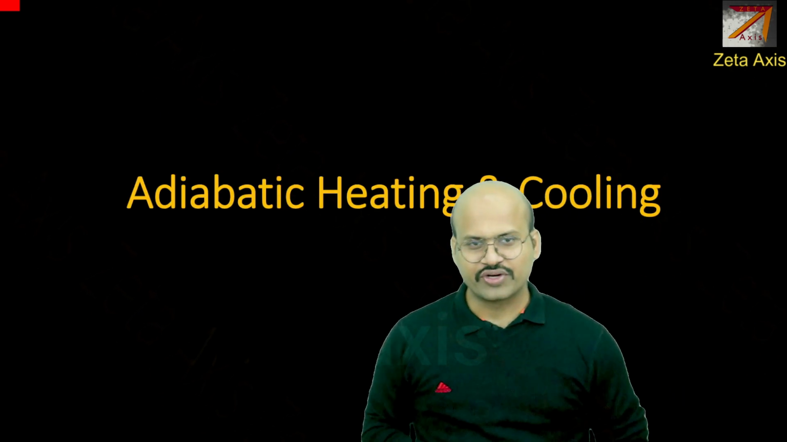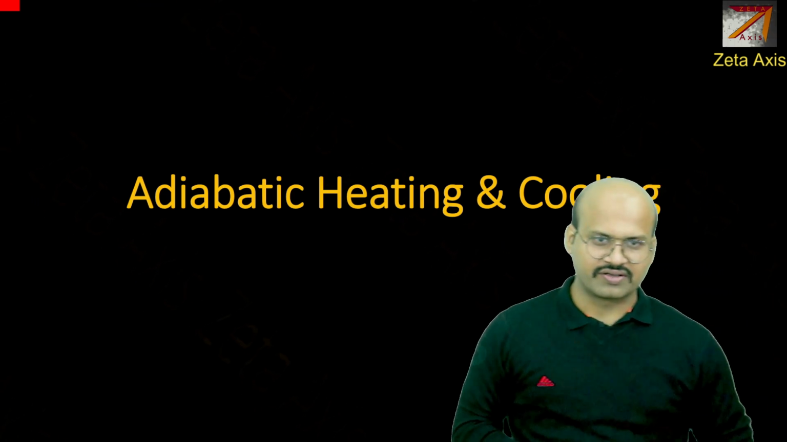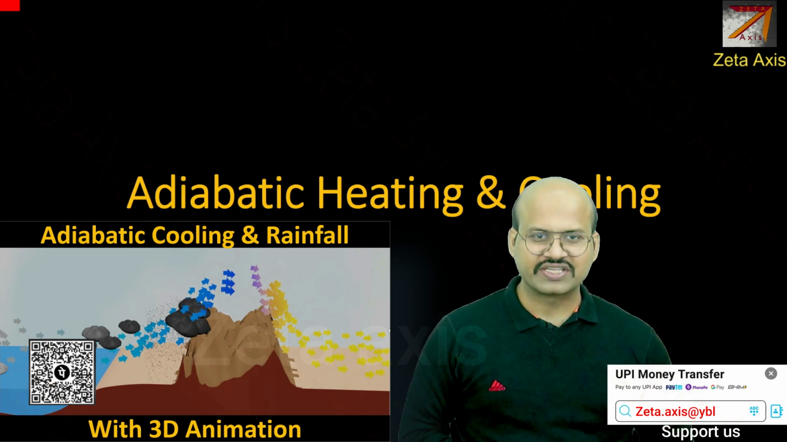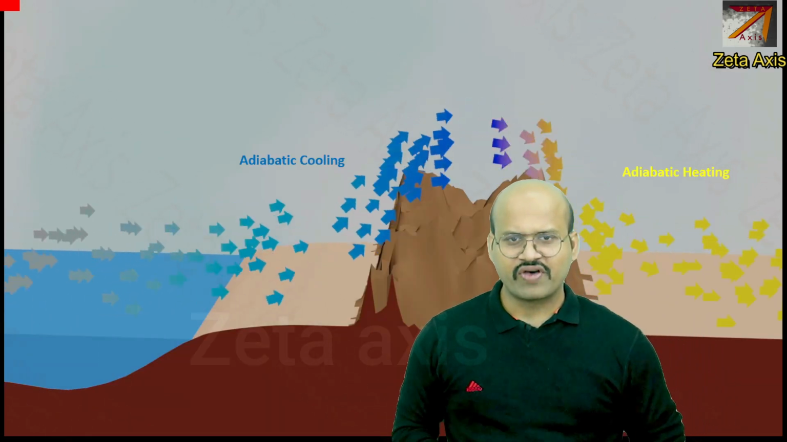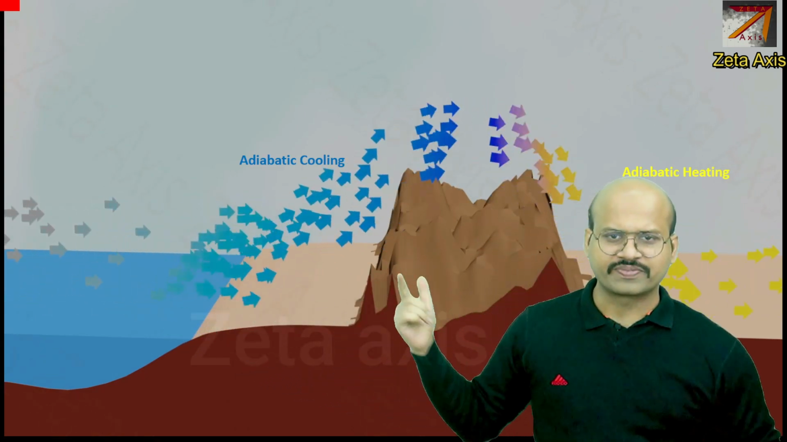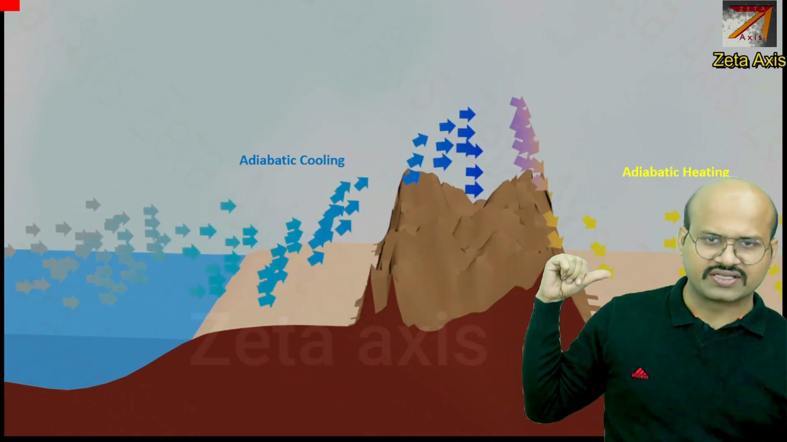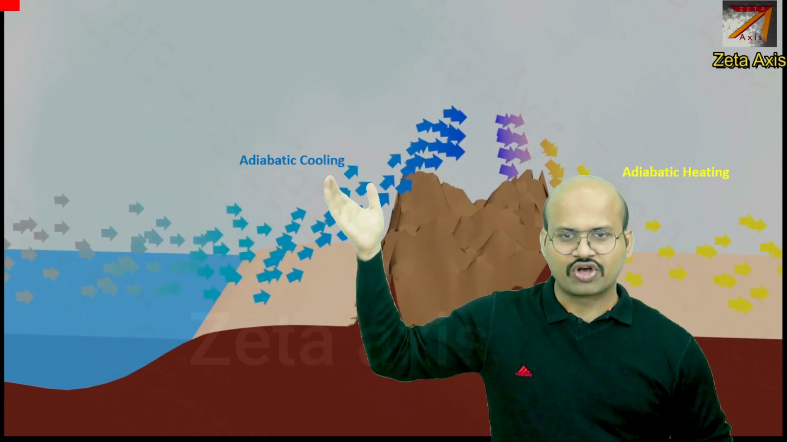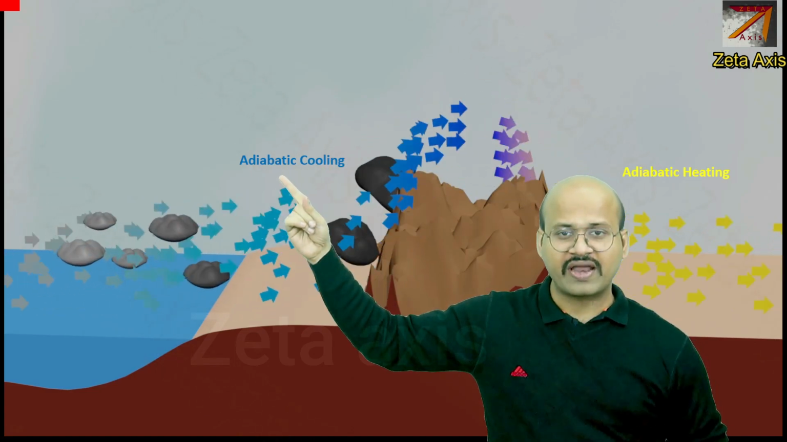Before going into that, let's try to understand what adiabatic heating and adiabatic cooling are. We have discussed this topic in great detail in another video, so if you want to understand it, you can check out that video. Basically, when the air is moving and there is an obstacle, the air will rise up and descend on the other side. The side where it is rising gets cooled because of the decrease in pressure on the peak of the mountain, and this is called adiabatic cooling.